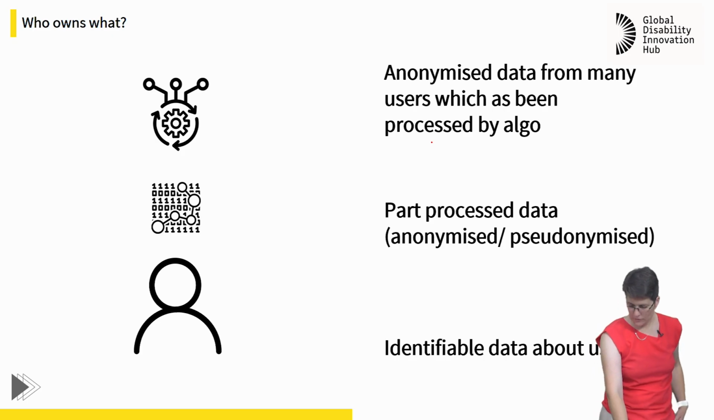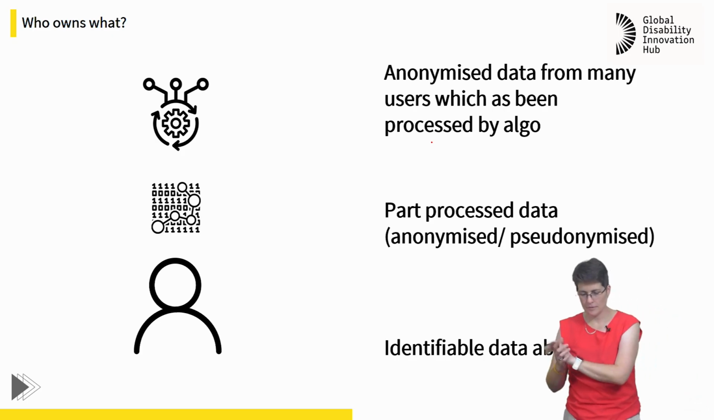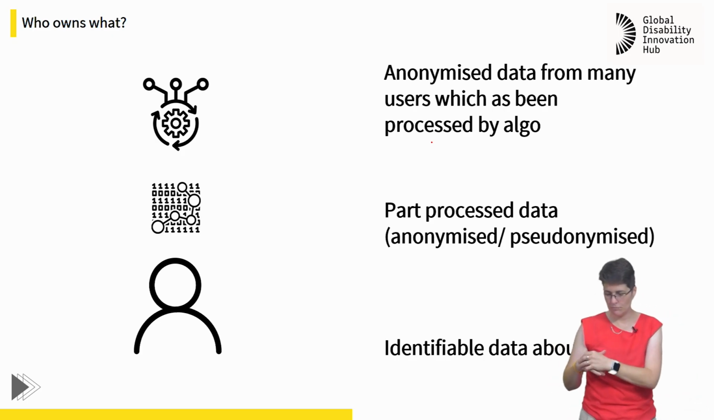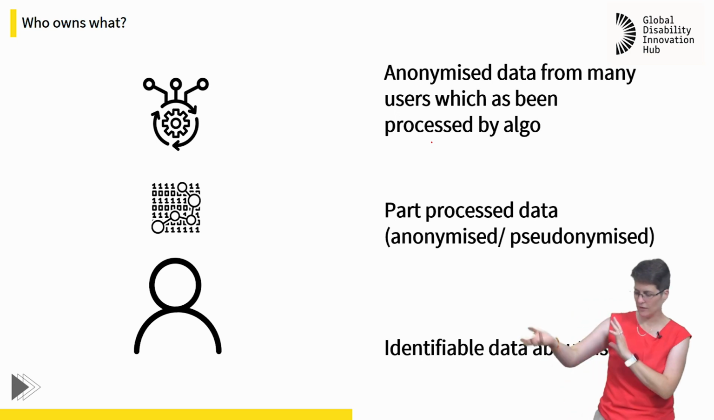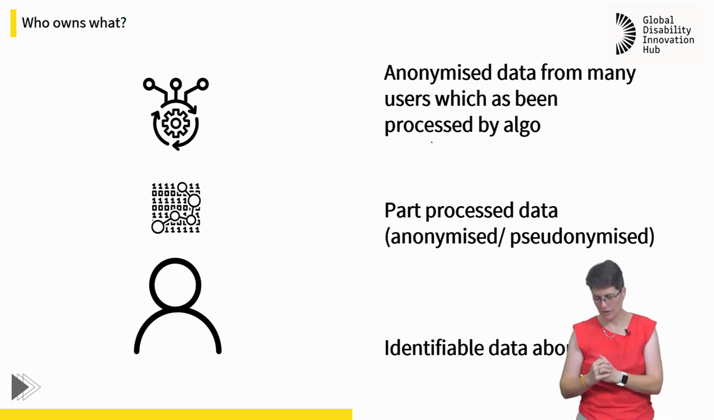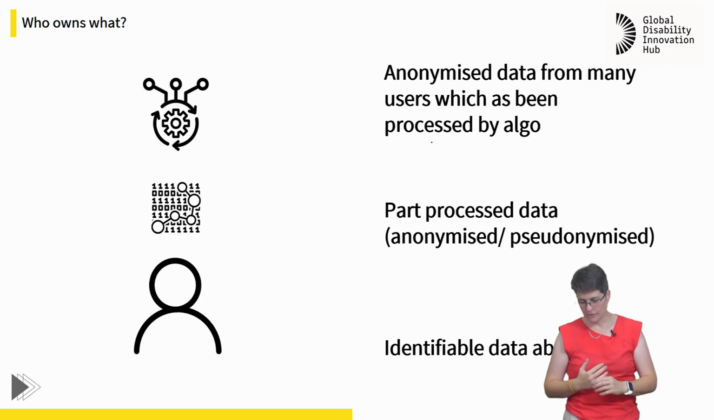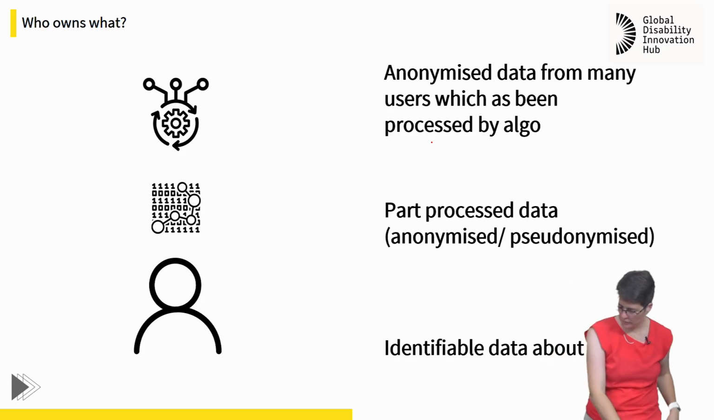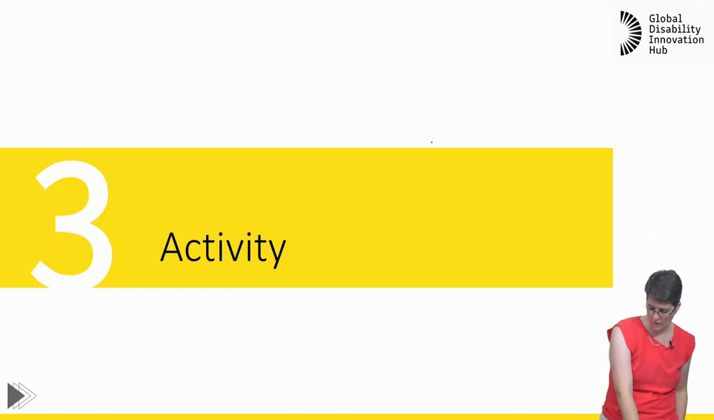Yeah, so the types of data are anonymized data, maybe from many users, which has been processed by this, a pretend company name, by Algo. Or you can have part-processed data, which is anonymized or pseudo-anonymized, or you can have identifiable data about the user.